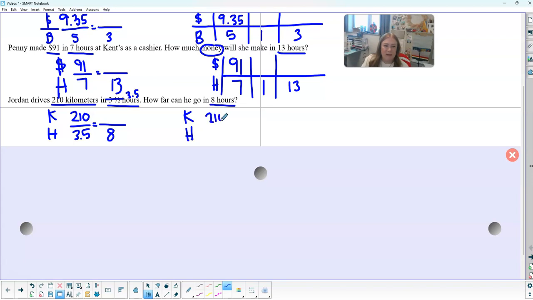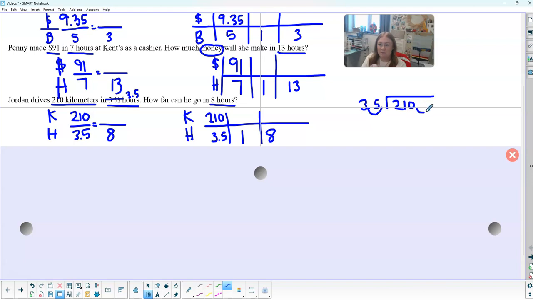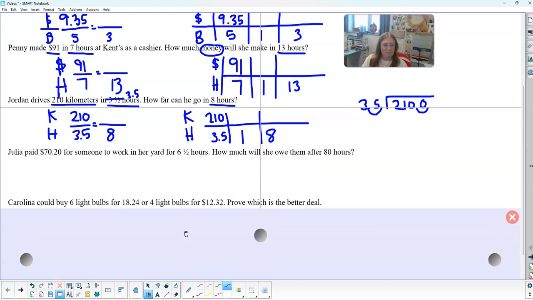So we have 210 kilometers for 3.5 hours. We want to know 8. There's not a great way to get from 3 to 8. So we want to go to the 1 first. So we're going to divide by 3.5. Got to move the decimal. So if we have 210 divided by 3.5, move the decimal. The decimal's at the end, so I'm adding a 0. Or if you did this one here, add a 0 at the end. Then to get from 1 to 8, I times by 8. Either way should get you the same answer.